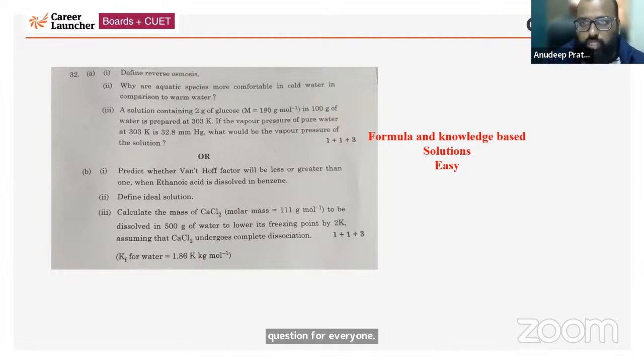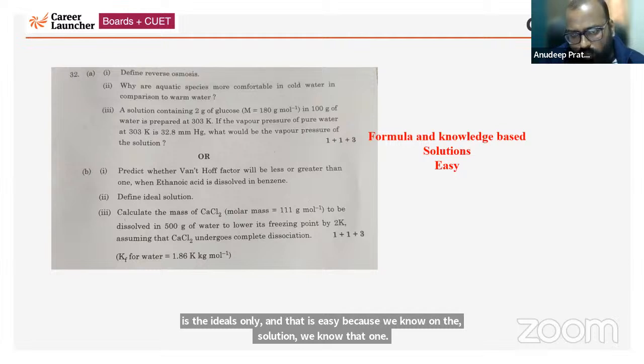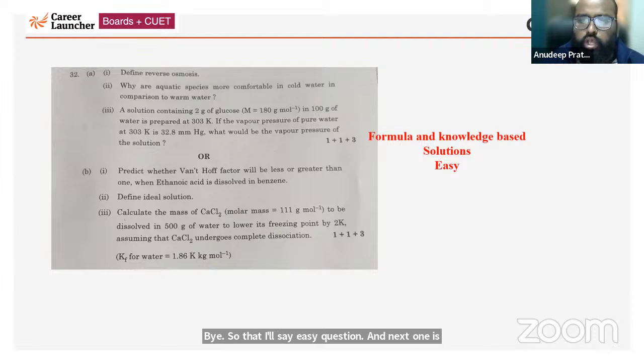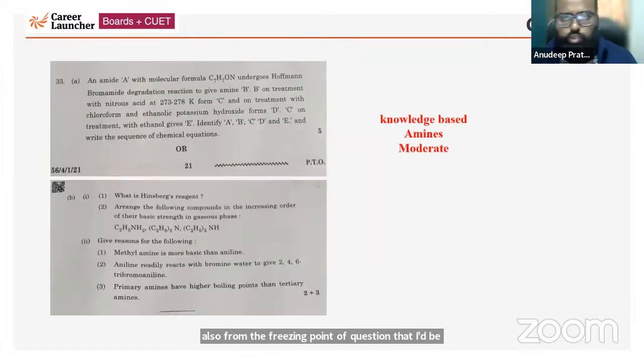Next one is ideal solution. That is easy because we know the solution which follows Raoult's law is an ideal solution. We know that one, right? So I'll say easy question. And next one is: calculate the mass of CaCl2 to be dissolved in 500 ml of water. That is a depression of freezing point question; a similar question is directly given in the same paper also from freezing point. So I'll say that is an easy question if you know the formula. Right. So let's see the next question.